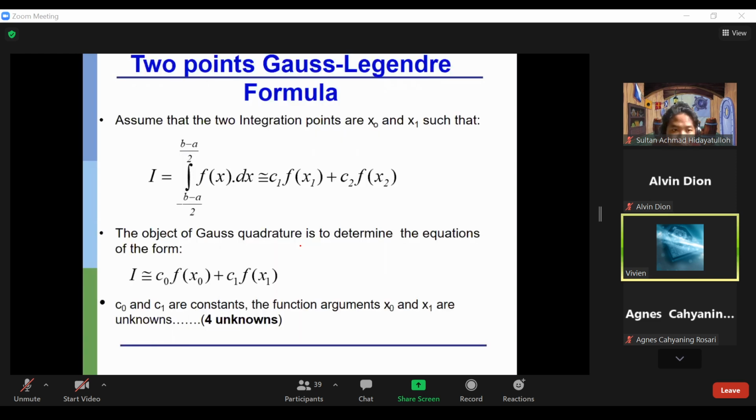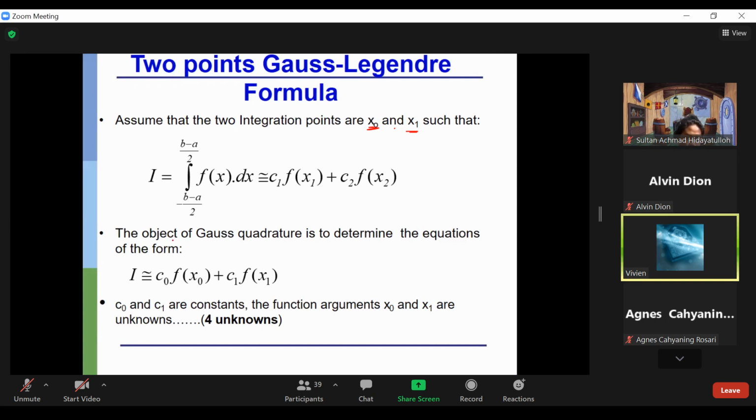So it means that we have to find new points inside the area, which are x0 and x1. It's not the limit again to get the linear line, but we use another 2 points.